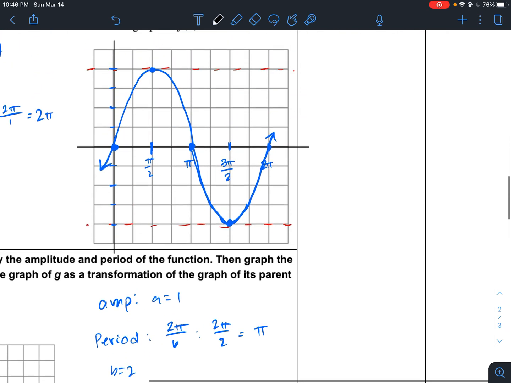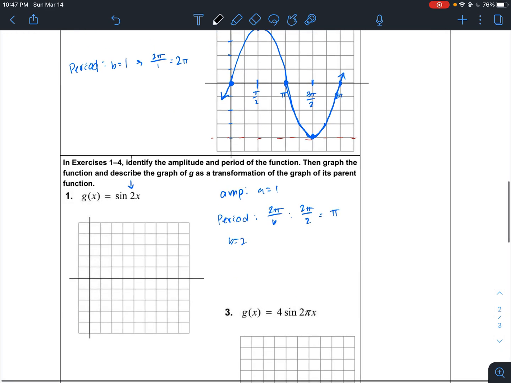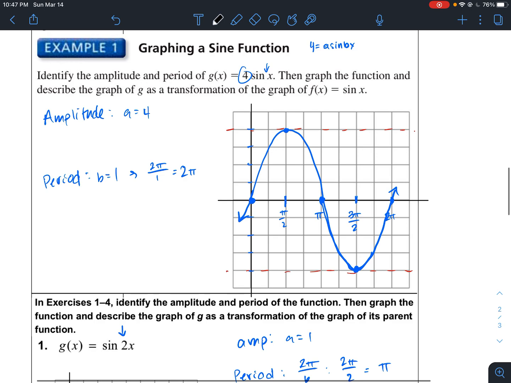So you see here that we made one full rotation at 2 pi. But here we have to make a full cycle by the time we get to pi. So you can see here that this shortens our wavelength. That's why we get the horizontal shrink. That being said, we forgot to list our transformations here. Because we multiplied by 4 right here, because the amplitude is 4, we had a vertical stretch by 4. And that was it.